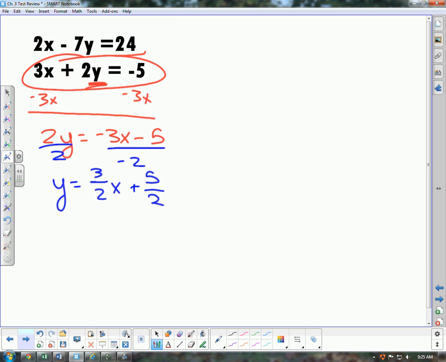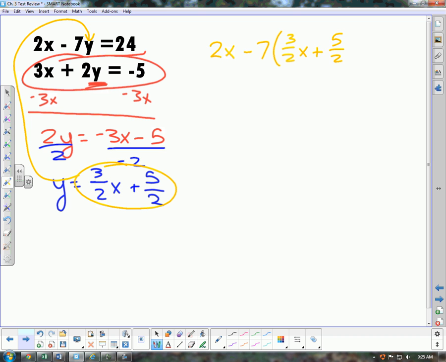And now that we have y solved in the second equation, we are going to take this and substitute it into the first equation for y. And so you will have 2x minus 7 times 3 halves x plus 5 halves equals 24. And now I see I've made a mistake because we don't divide by a negative 2 here. It's supposed to be a positive 2.